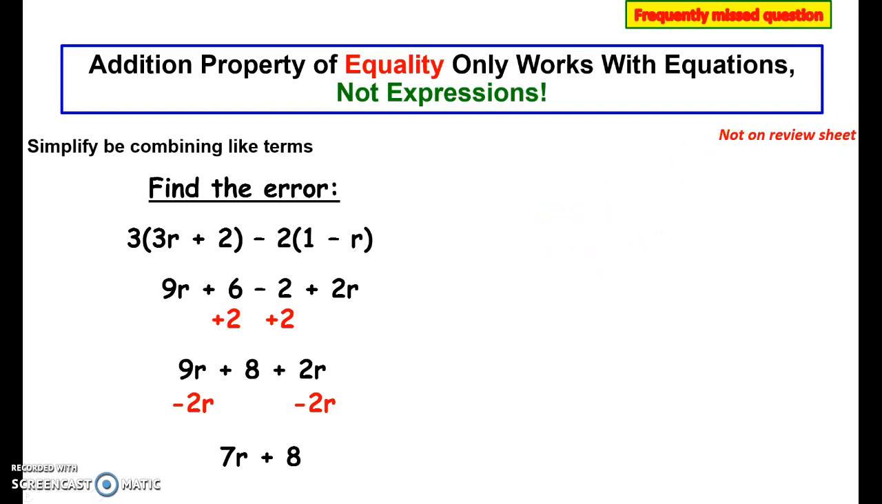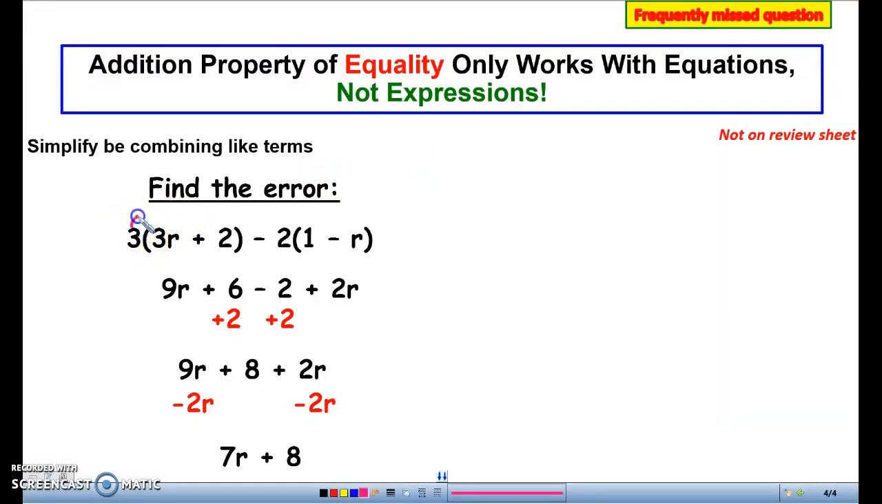Okay, let's look and see what they've done here. It looks like first they distributed here and got 9r, and then they distributed here and got a plus 6, and then they distributed here, got -2, and then took -2 times -r. Negative times negative is positive 2r. All right, that step looks good. Then somebody saw this -2 here, and they added 2. And then they added 2 here. Did you notice that was the error?